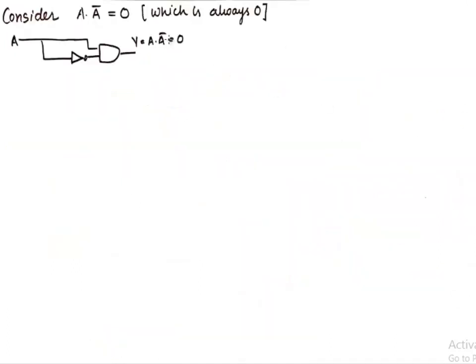If you consider this Boolean expression, a dot a bar, which will always give us 0. The circuit for this is this. So we know that if we give a 1 here, we'll get a 0. If we give a 0, we'll get a 0. But what happens when you transition from 0 to 1? Let's look at that case.